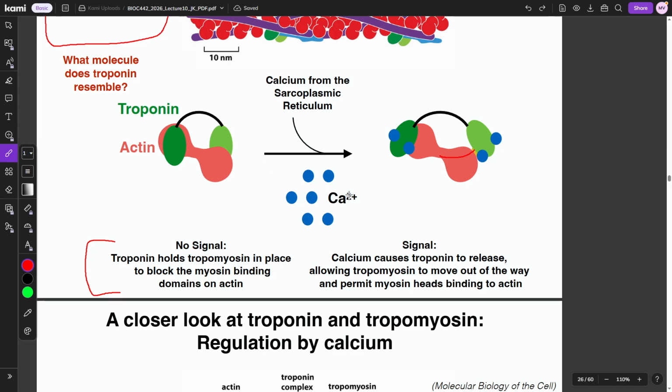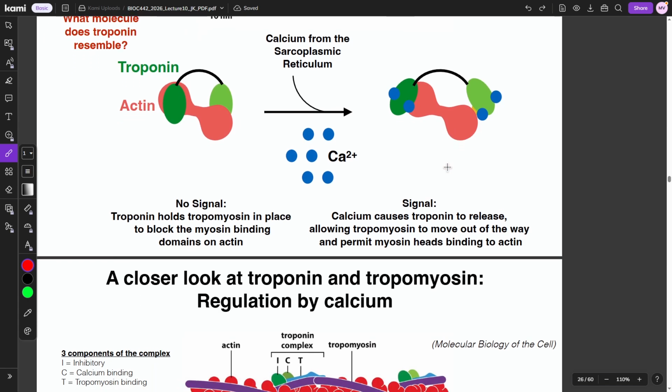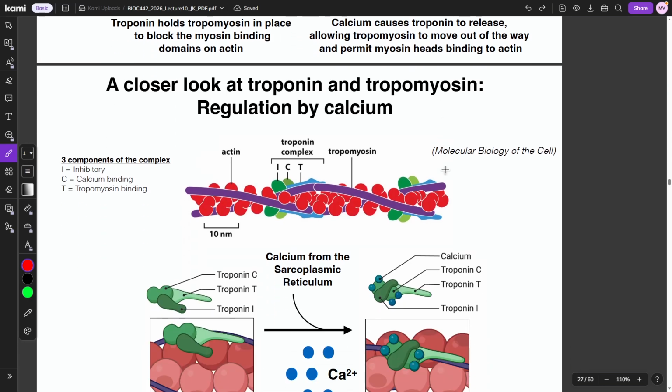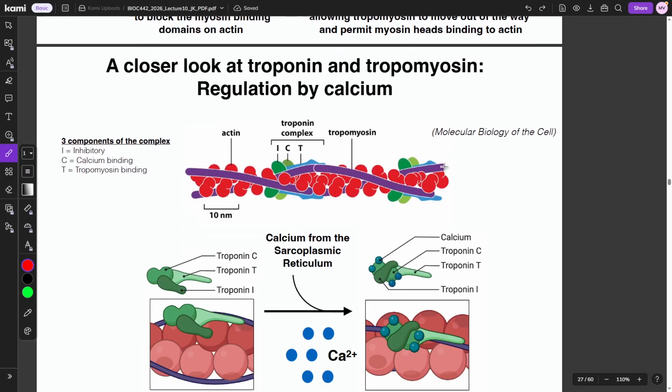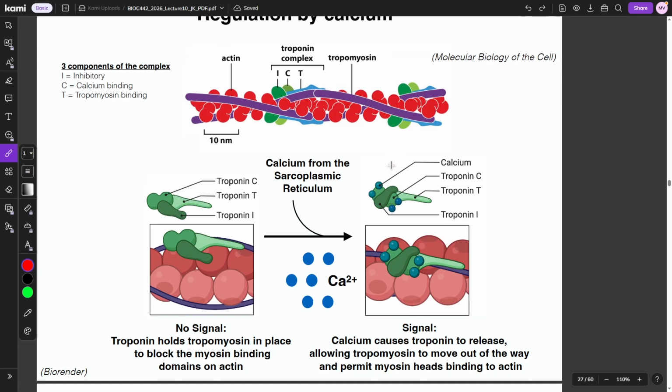So the signal is calcium. So calcium causes troponin to release, allowing tropomyosin to move out of the way. And that allows myosin binding to the actin directly. So yeah, here's a closer look. This is what I actually care about.